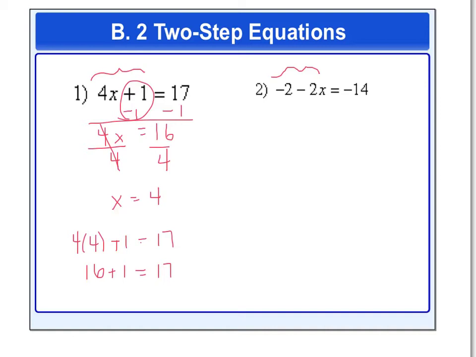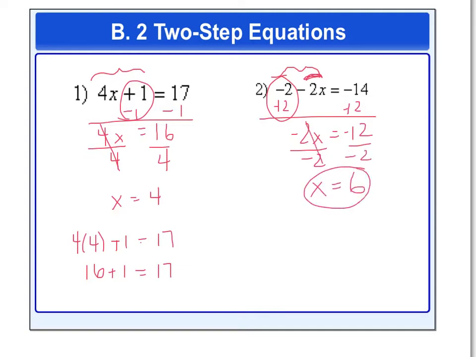Next, we are going to see what's farthest away. Right here, this is closest to our x, so farthest away is this minus 2. So we're going to get rid of it by adding 2 to each side. We are left with negative 2x equals negative 12. Divide by negative 2, and x equals a positive 6. Check, negative 2 minus 2 times positive 6 equals negative 14. It'd be negative 2 minus 12 equals negative 14, or add the opposite. Negative 14 equals negative 14, and it works out.